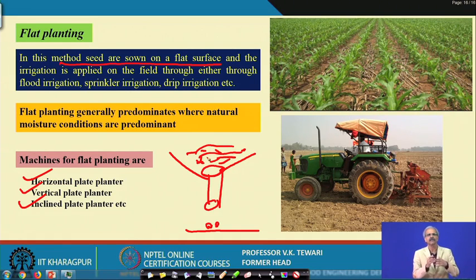plate. Now, these are the different types which are used as per the crops, depending upon the design of the whole planter and the type of the seed which we have taken. So, it is very important to use all these.